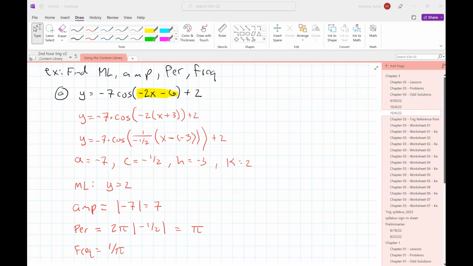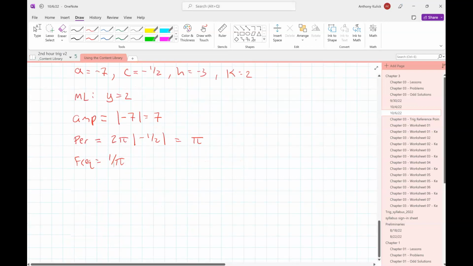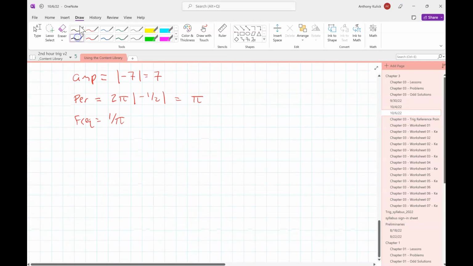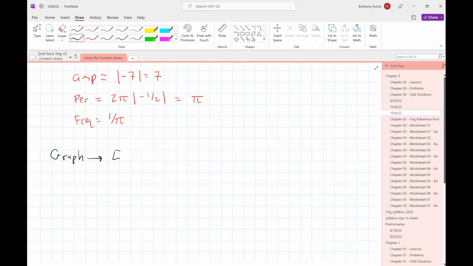All right. What we're going to do next is we're going to start talking about how to go from a picture of the graph to the equation. So let's look at some examples here.